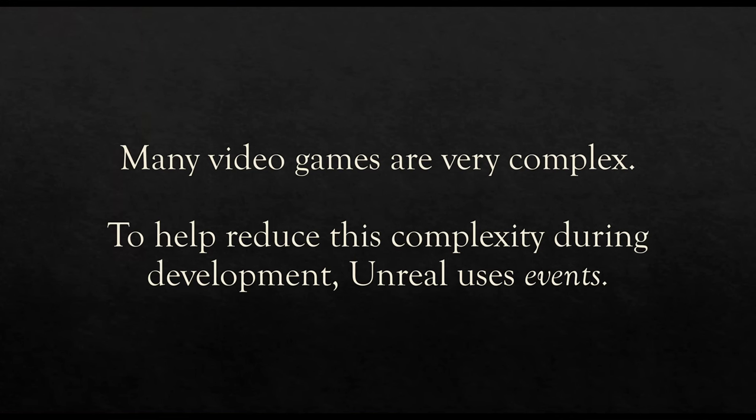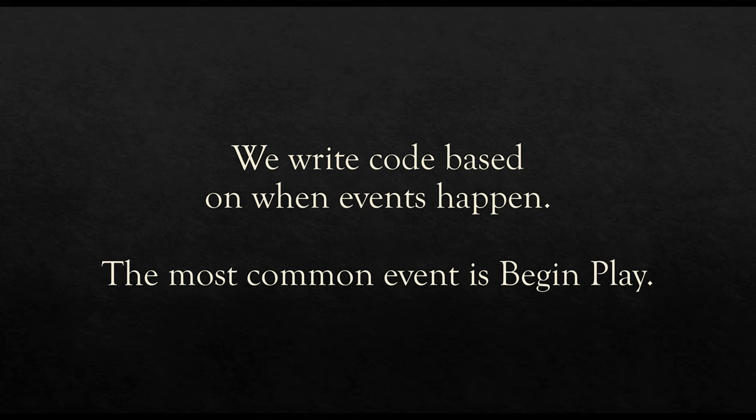Many video games are incredibly complex. They have lots of different things going on, and as we've now learned, may interact with lots of different systems. To help reduce this complexity during development, Unreal uses events. Events happen when things happen. A player might press a button, a message might arrive on the network, or different things might happen internally within Unreal we can respond to. So we write code when events happen.